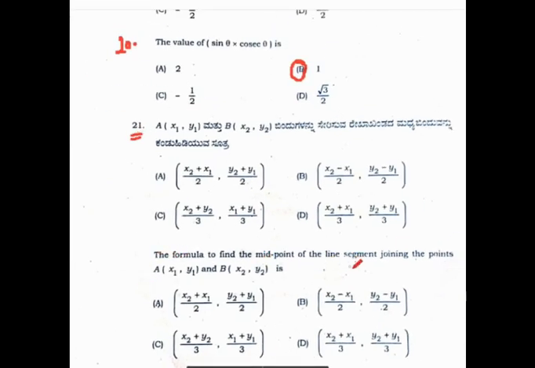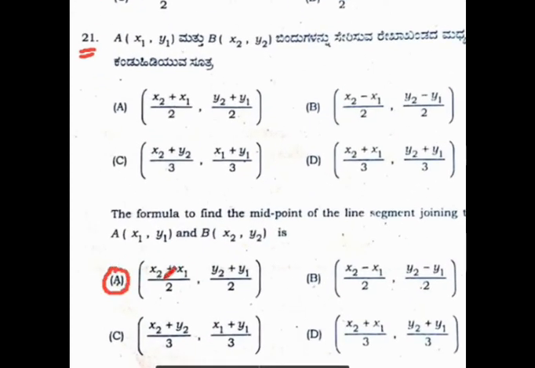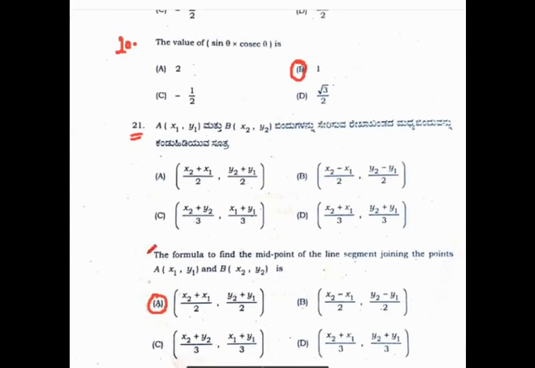The formula to find the midpoint of the line segment joining the points A(x1, y1), B(x2, y2) is. Answer is A, (x1 plus x2)/2, (y1 plus y2)/2. This is the basic midpoint formula in coordinate geometry.